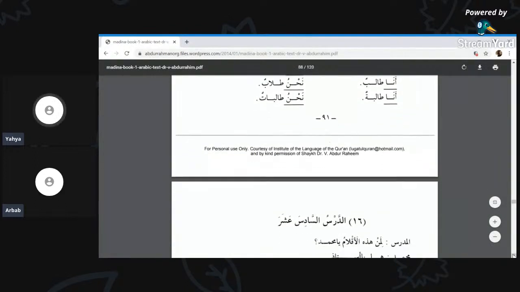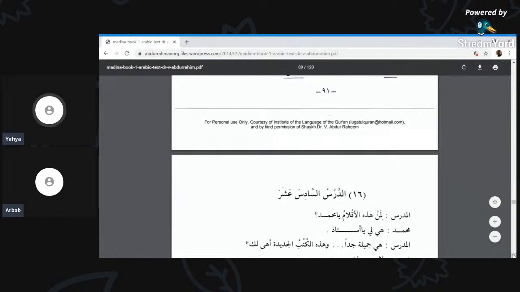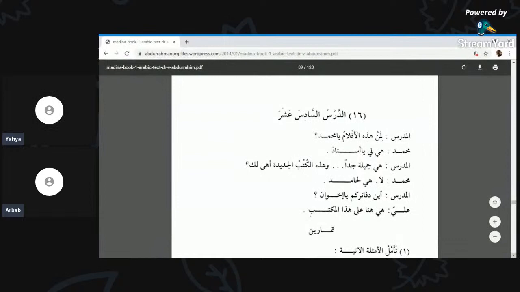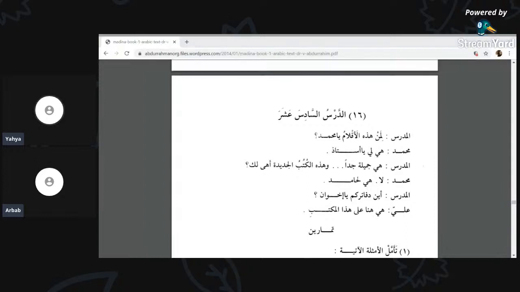123 pages in this book. We're now on page 92. Ad-dars as-sadis ashar, the 16th lesson. Any questions at all, akhi? You still there? Yeah, I'm still here. Okay, excellent. All right. Let's continue, inshallah.